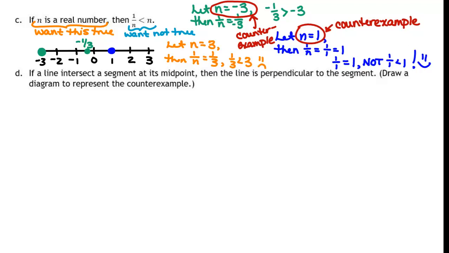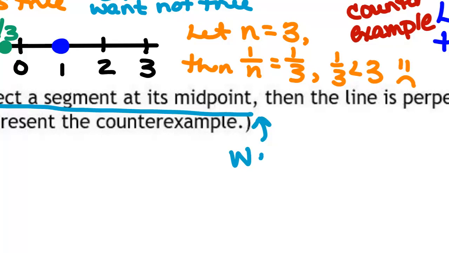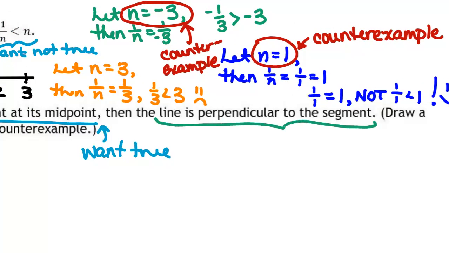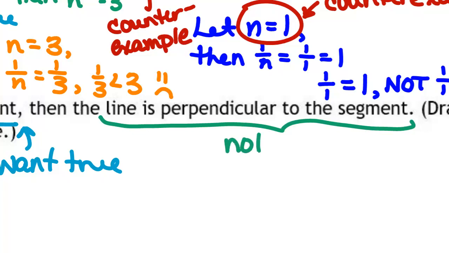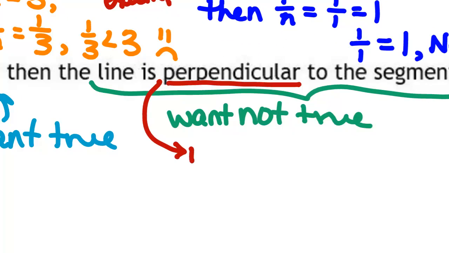If a line intersects a segment at its midpoint, then the line is perpendicular. So a line intersecting at the midpoint, I want this to be true. The line is perpendicular to the segment. I want this to not be true. What does perpendicular mean? Makes a right angle.